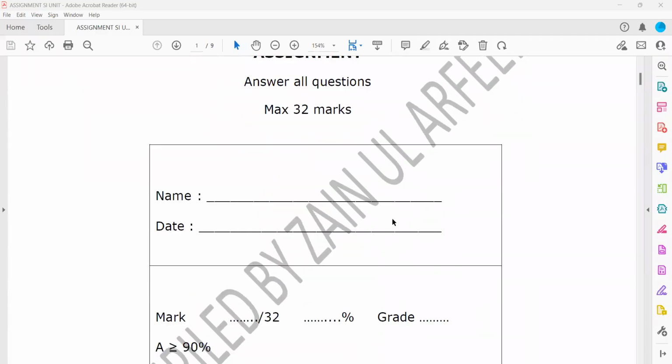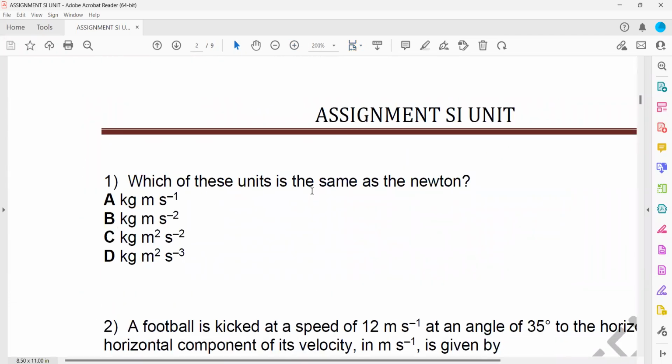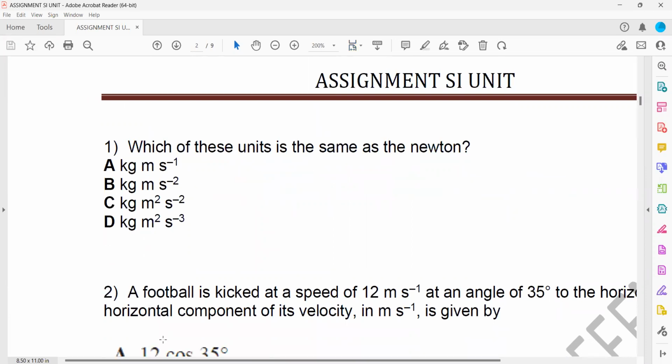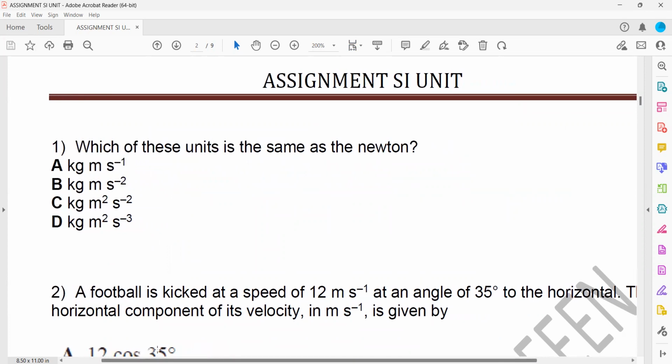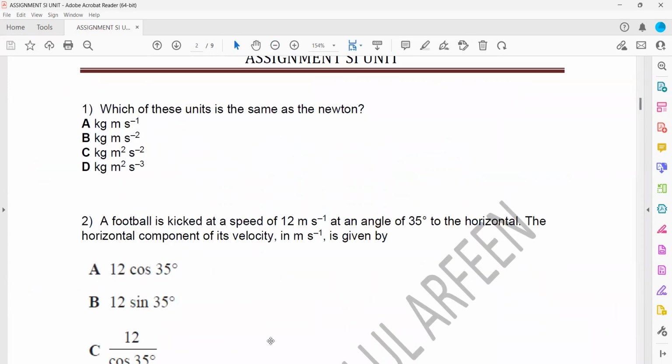SI unit assignment. Question one is, which of these units is the same as Newton, the base unit of force? You can also use the chat to state the answer. I'll solve some of the questions and the remaining you will solve as homework.